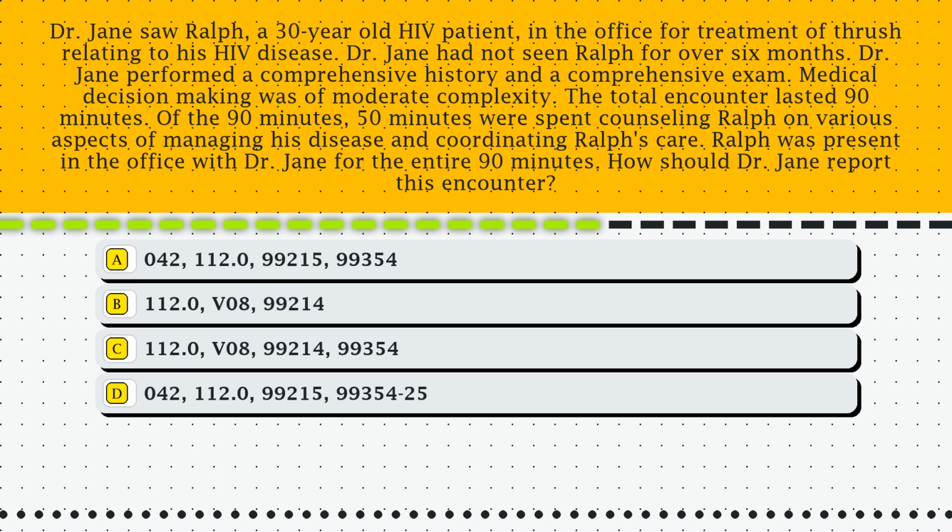Of the 90 minutes, 50 minutes were spent counseling Ralph on various aspects of managing his disease and coordinating Ralph's care. Ralph was present in the office with Dr. Jane for the entire 90 minutes. How should Dr. Jane report this encounter?